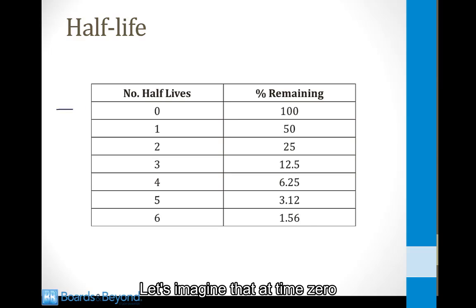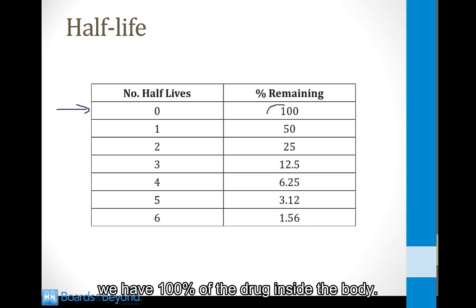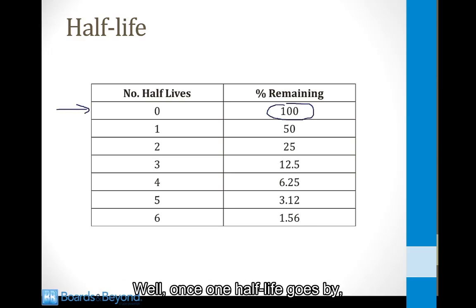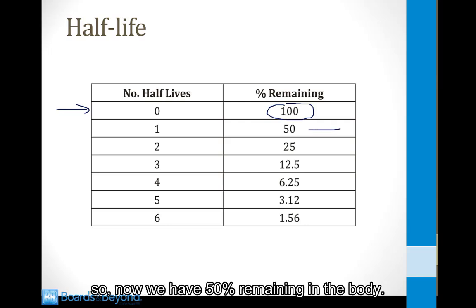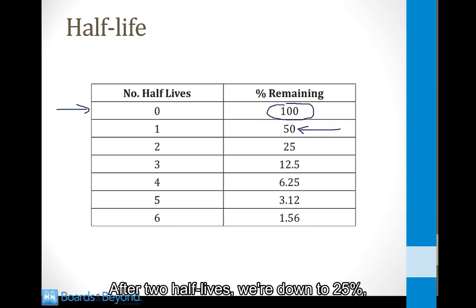Let's imagine that at time 0, we have 100% of the drug inside the body. Well, once one half-life goes by, the amount in the body will have fallen by 50%. So now we have 50% remaining in the body. After 2 half-lives, we're down to 25%.